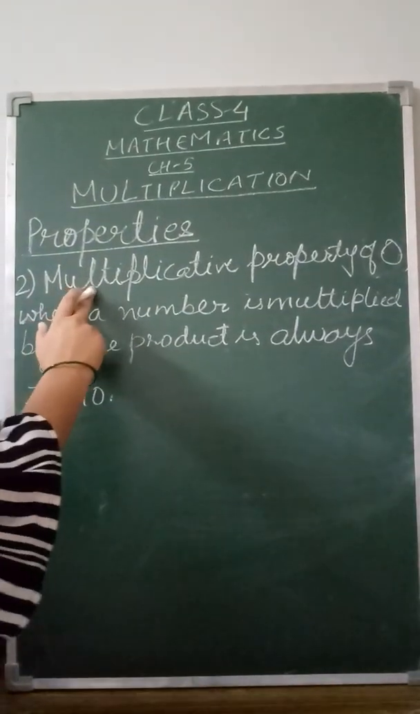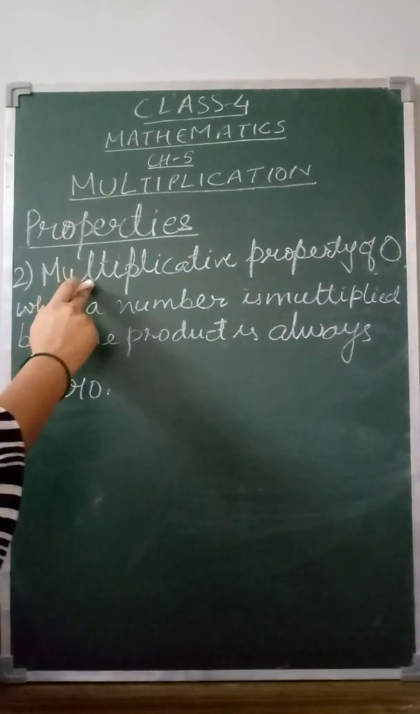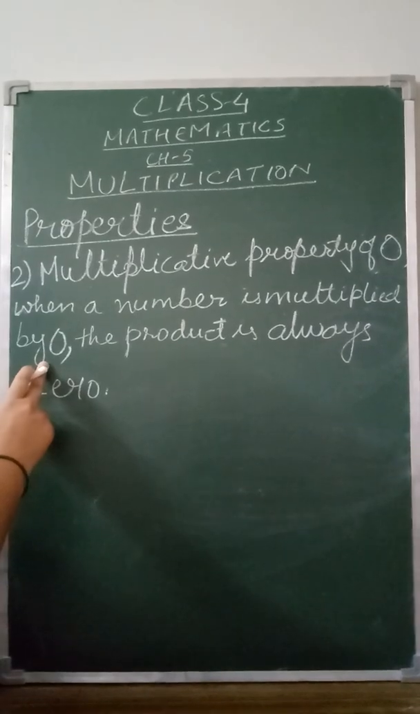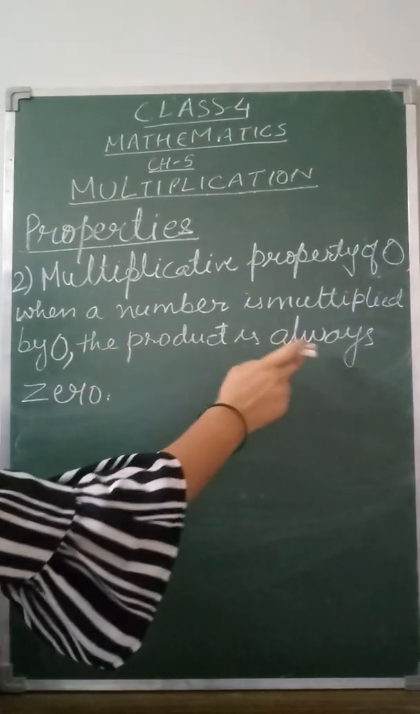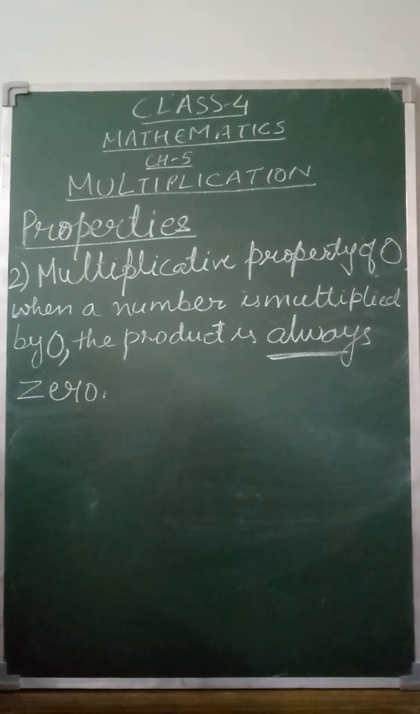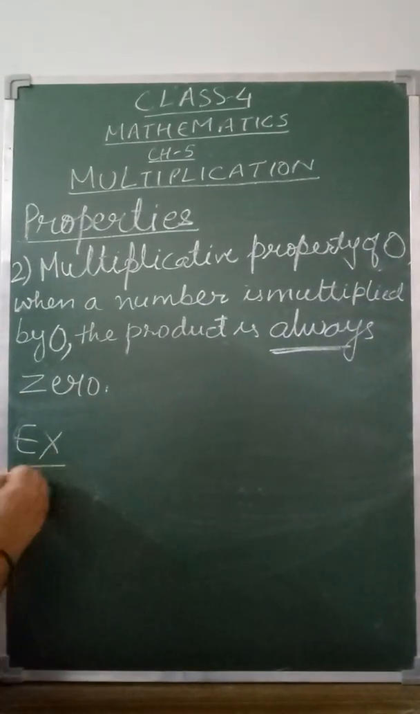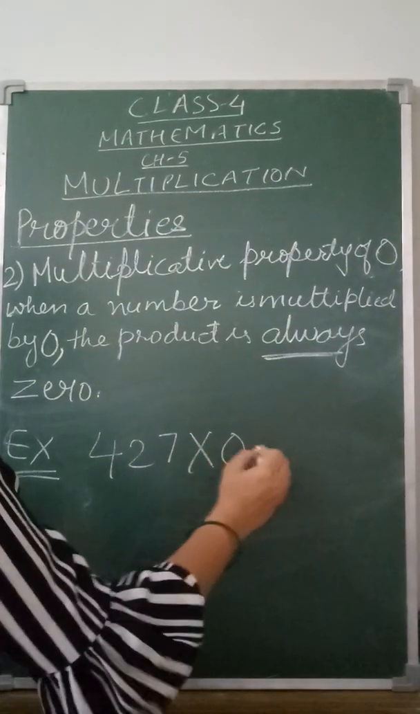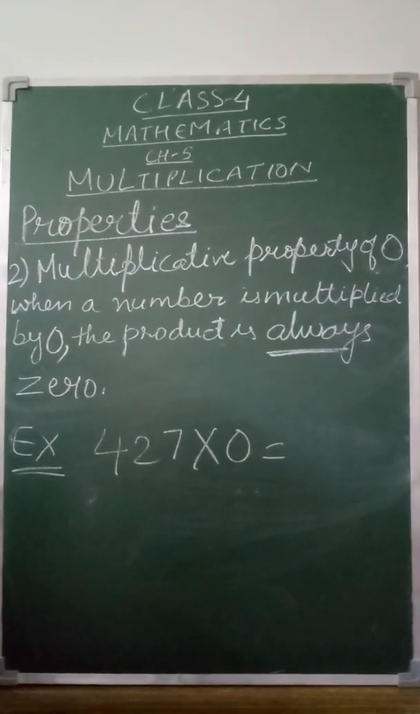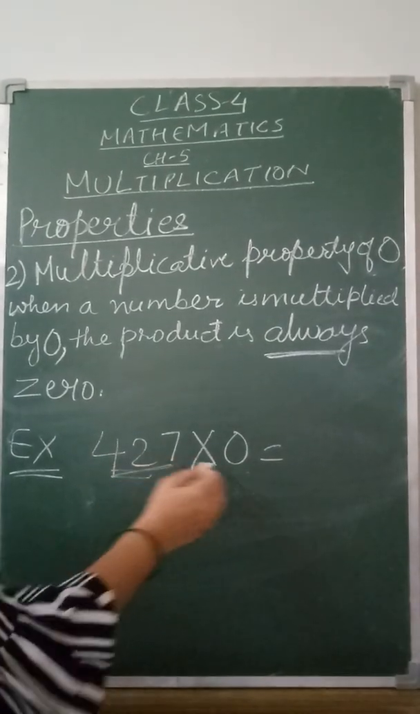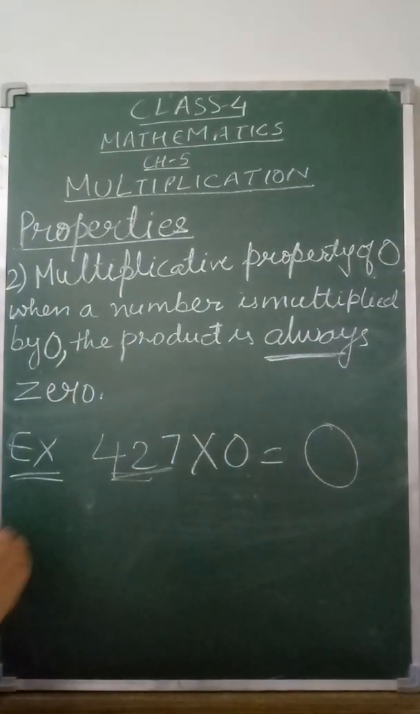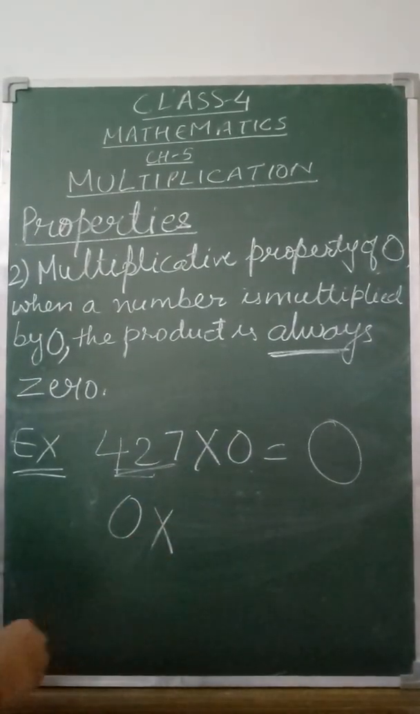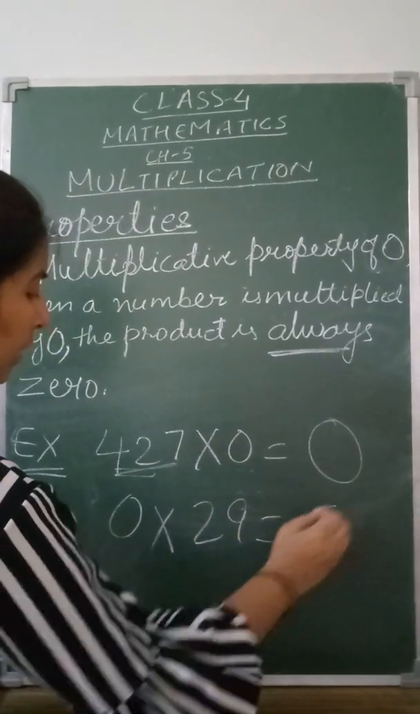The next property is the multiplicative property of 0. This property is about 0. When any number is multiplied by 0, the product is always 0. This is very important, always 0. Let's take one example to prove this property. Suppose my number is 427. There is no need to multiply this number, whenever any number is multiplied by 0, the answer is always 0. Whether the 0 is written as a multiplicand or a multiplier, the answer is 0.